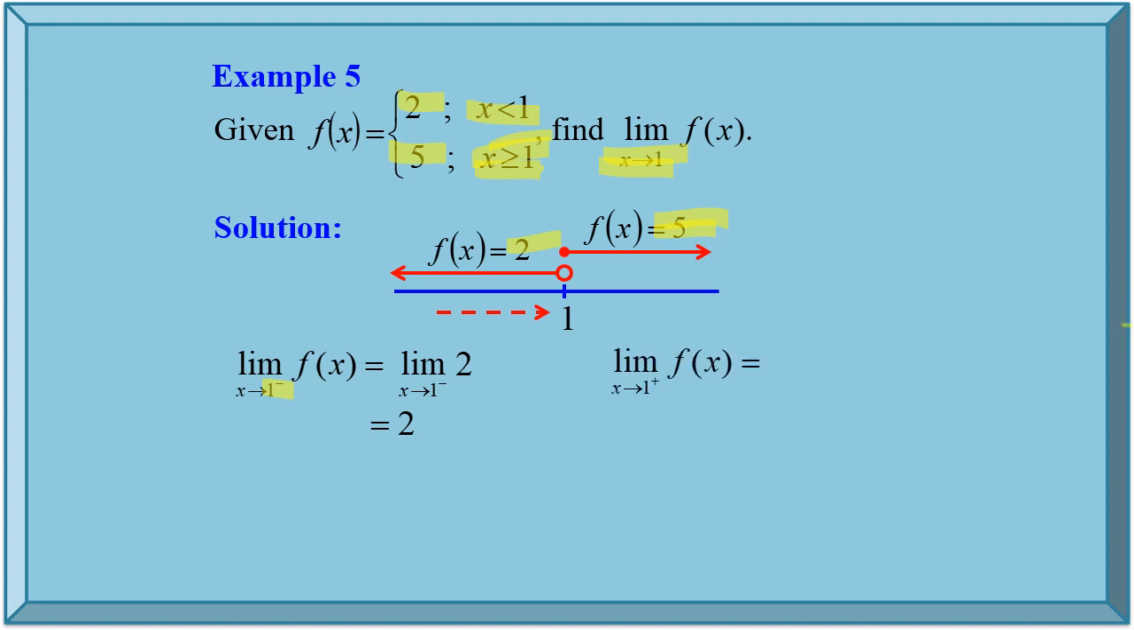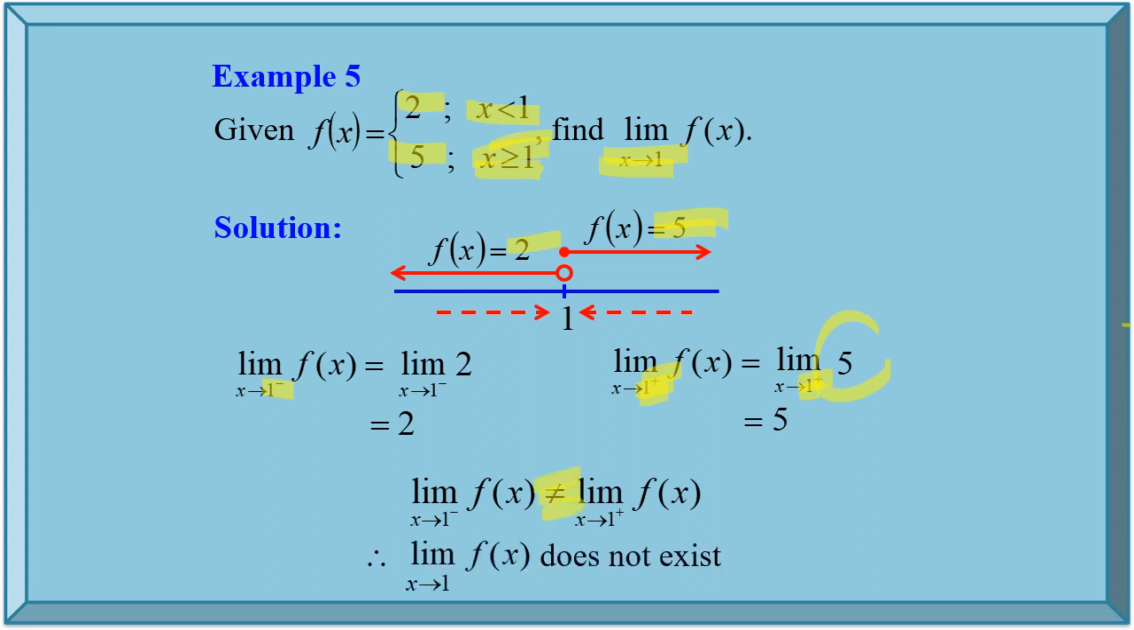And for the limit of f(x) as x approaches 1 from the right side, the function we use is 5. So the limit of 5 as x approaches 1 from the right side, because it's a constant value, is directly equal to 5. So how do we find the limit of f(x) as x approaches 1? Since the value of the limit from the left side of 1 and the right side of 1 is not the same, it means that the limit does not exist. So we don't have the limit as x approaches 1.